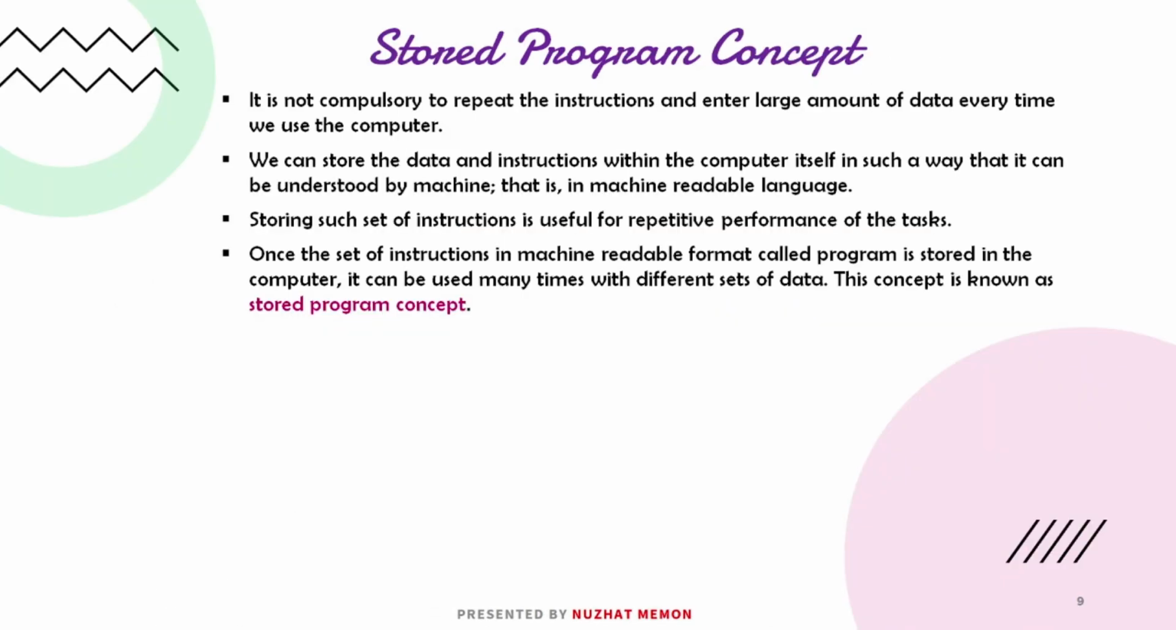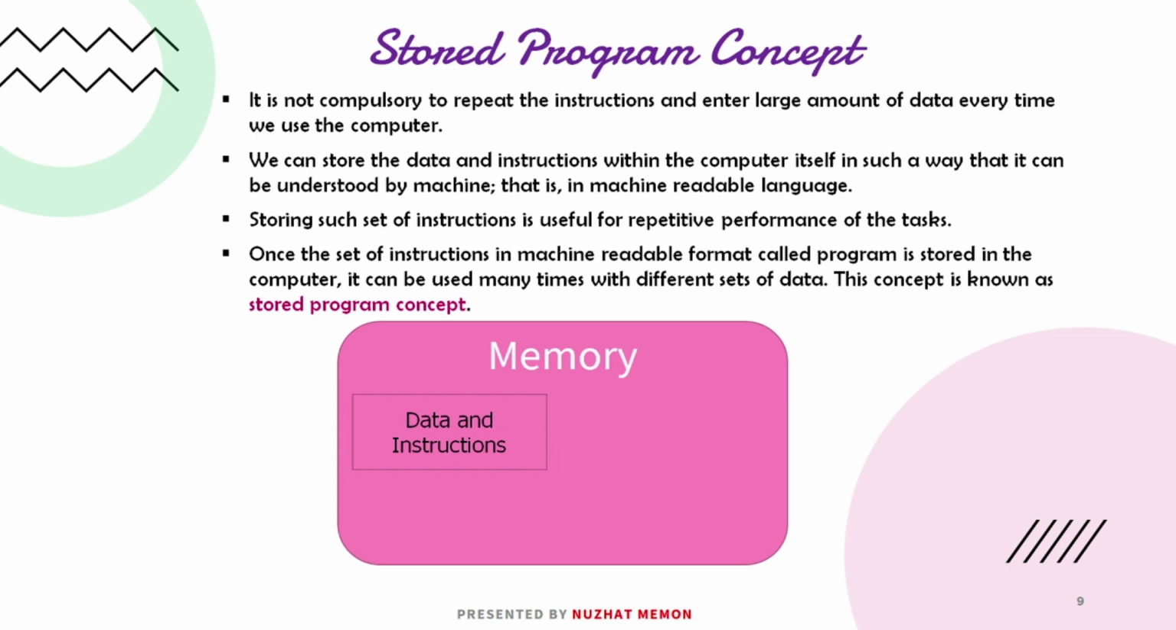Here now we will see the stored program concept in detail. It is not compulsory to repeat the instruction and large amount of data every time we use the computer. We can store the data and instruction within the computer itself in such a way that it can be understood by the machine. So whatever data and instruction you have, store it in the memory of the computer itself in the format that can be understood by the machine, that is machine readable language. Once the set of instructions in machine readable format, called a program, is stored in the computer, it may be used many times with different sets of data. This concept is known as the stored program concept.